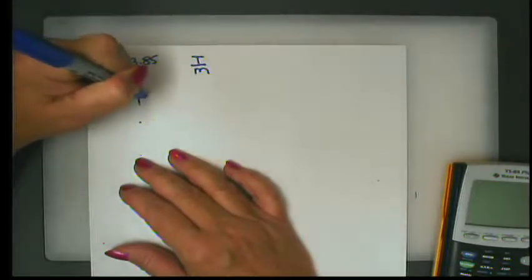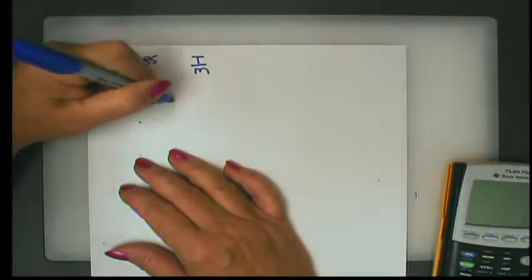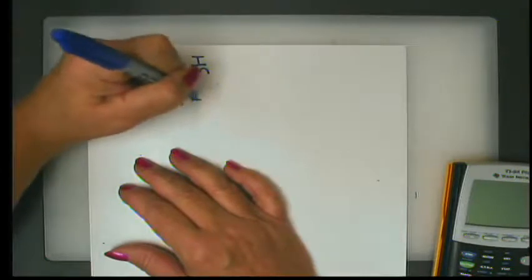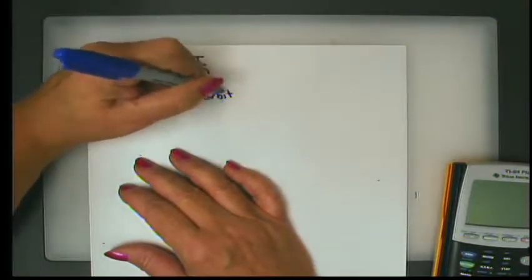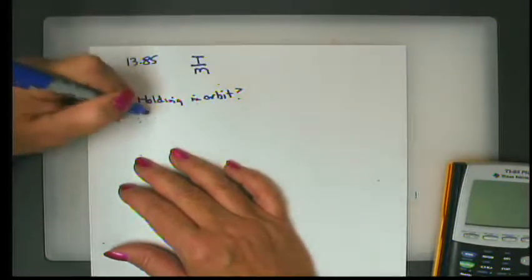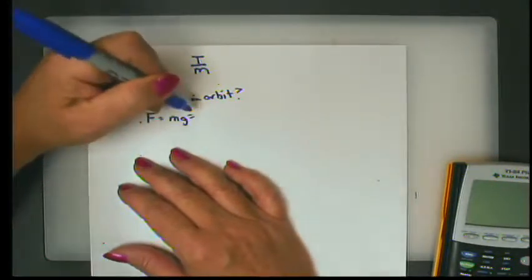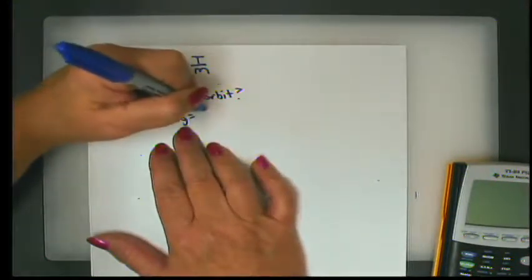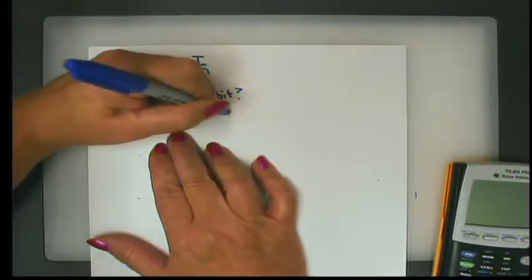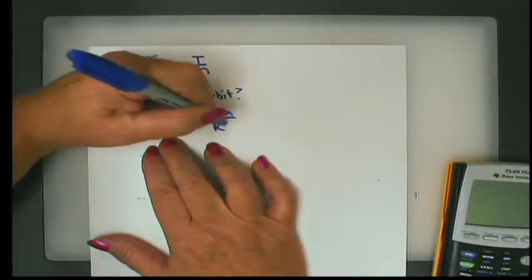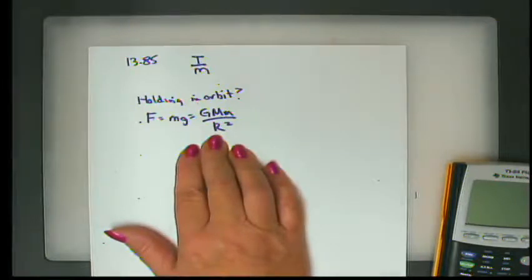All right, well, basically, what's holding it in orbit? The thing that would hold it in orbit if it were not to escape would be the force of gravity, right? Which, okay, yes, I do have that flashed up there. G m over r squared. All right?